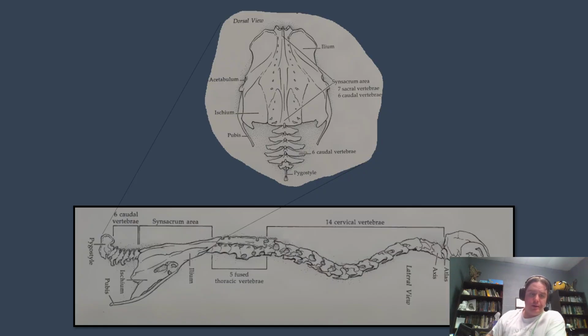Okay. Here we're mostly looking at the rest of the axial skeleton. We can see all the vertebrae. The model in this book that it uses for this anatomical study is a pigeon. There are different numbers of cervical vertebrae in different species, so 14 is not a set number.